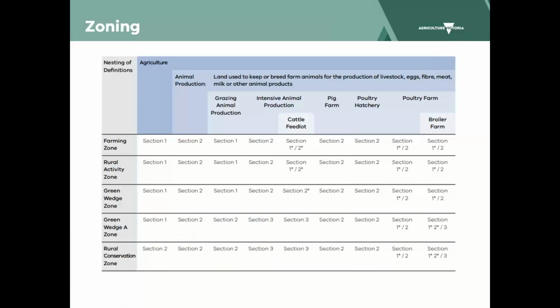Once you've mapped it out, this is again an example of some of the zones you can find. So farming zone, rural activity, green wedge, and so on and so forth. Section 1 basically means no permit is required, that undertaking is permitted in that region, no worries. Section 2, most of the time, has no restrictions on it. Section 3, which is basically only the broiler farm type end of it at this stage, or the cattle feedlot, that's not permitted in any way, shape or form. The asterisks mean that it is permitted, but you quite often have a lot of requirements you need to meet to enable that to happen. Obviously, the cattle feedlots have the cattle code to stand by.